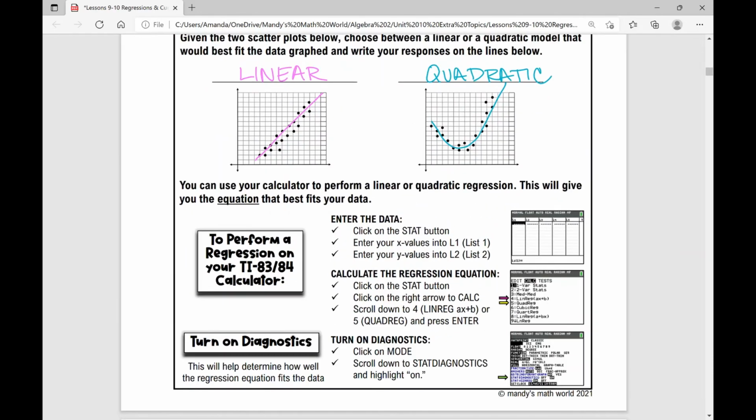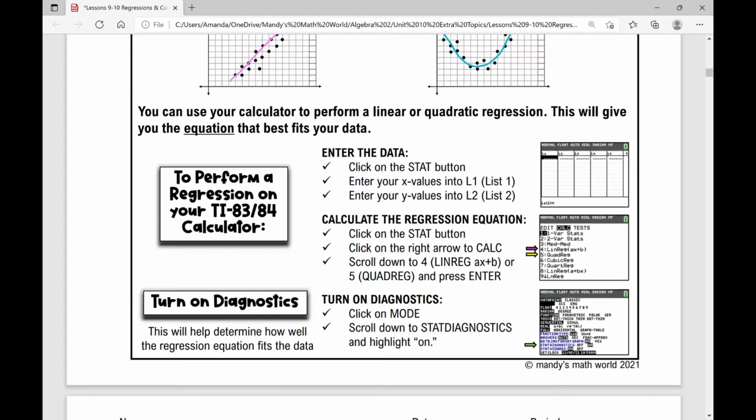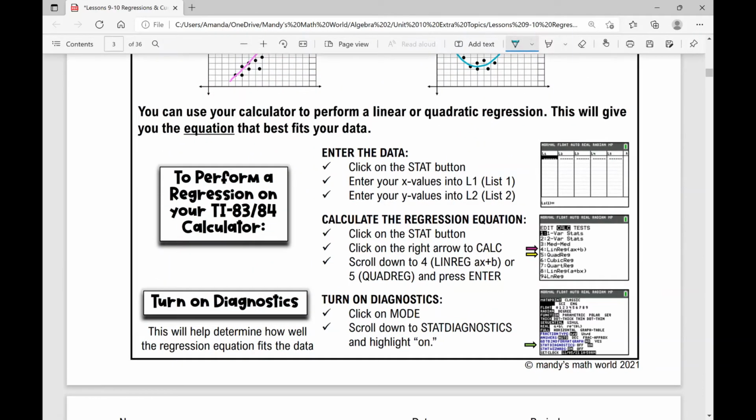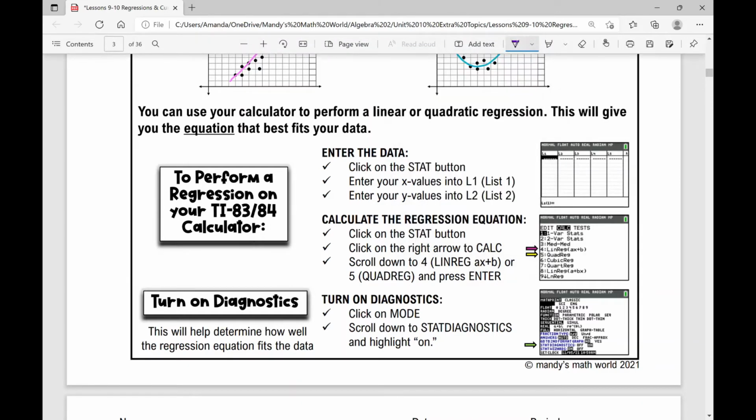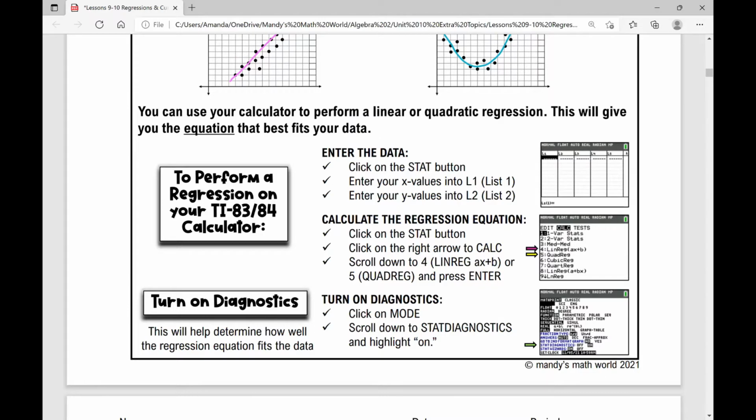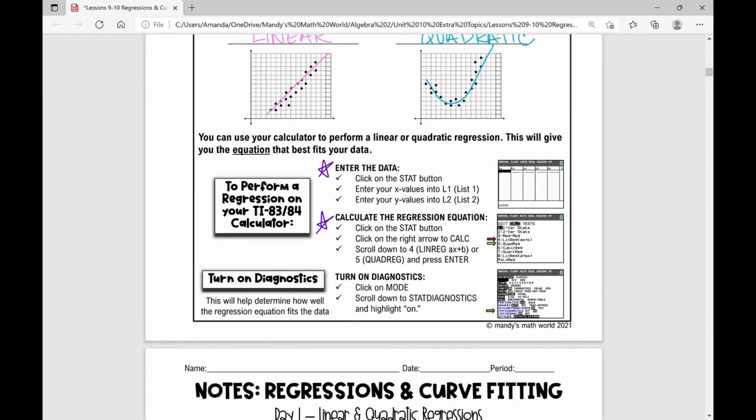So down here, here's some notes for how you can use your TI 83 or 84 calculator to perform your linear or quadratic regressions. And I'm going to show you how to do this on your calculator. Okay, we're going to be entering in the data right here. Then we're going to calculate the regression. And here's our linear regression. Here's our quadratic regression. And then I'll also show you how to turn on your diagnostics.